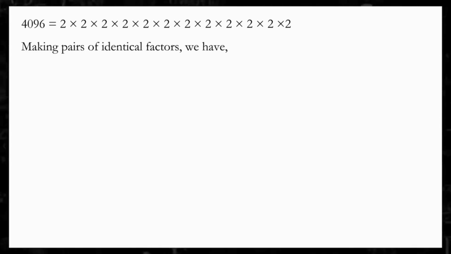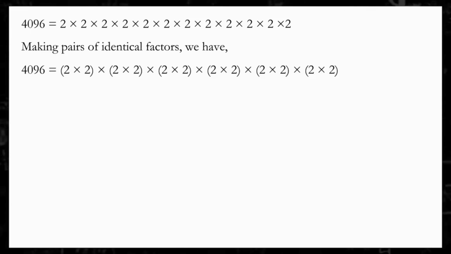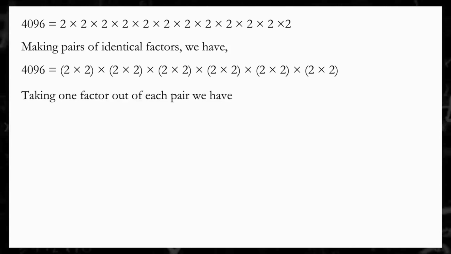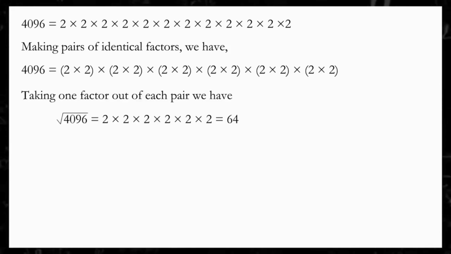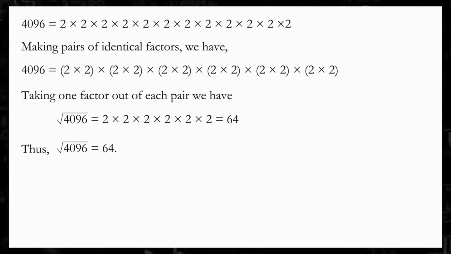Making pairs of identical factors, we have 4096 is equal to (2 multiplied by 2) into (2 multiplied by 2) into (2 multiplied by 2) into (2 multiplied by 2) into (2 multiplied by 2) into (2 multiplied by 2). Taking one factor out of each pair, we have square root of 4096 is equal to 2 into 2 into 2 into 2 into 2 into 2, which is equal to 64. Thus, square root of 4096 is equal to 64.